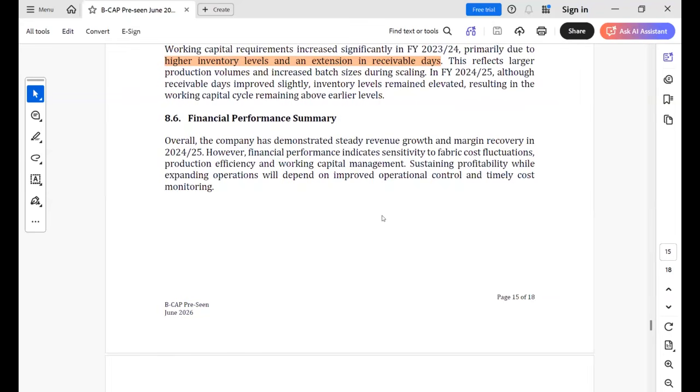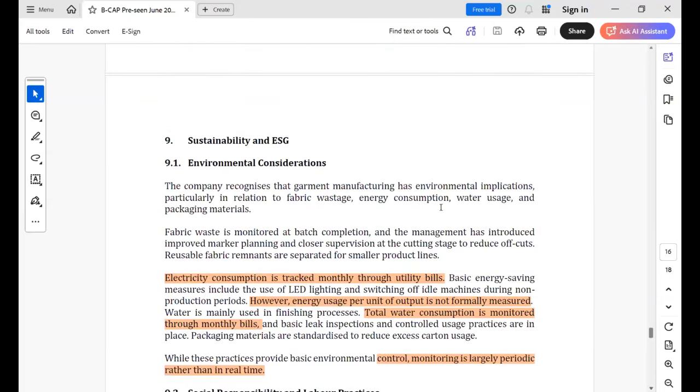Because of working capital management, you are not dealing with any supplier to get the extended credit period. And also they have not focused on the local purchases, right? Local fabric purchase, right? Sustaining profitability while expanding operation will depend on improved operational control and timely cost monitoring. So that is not there, right? That's on the financial part.